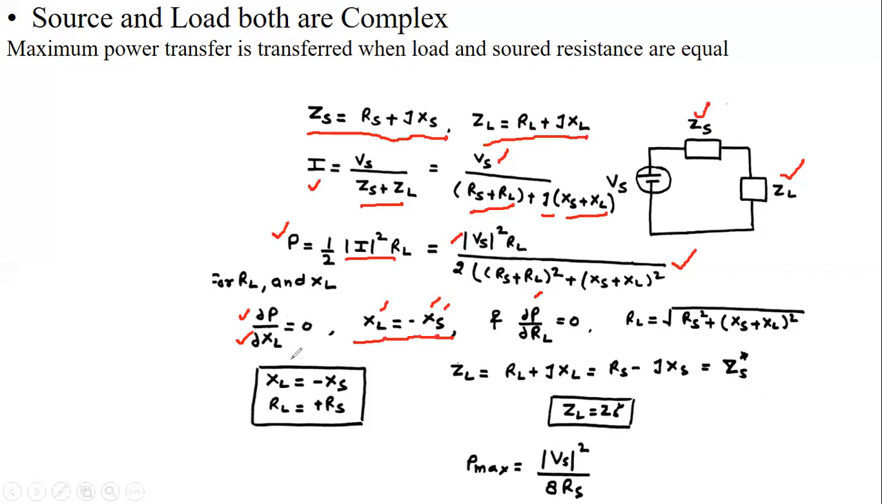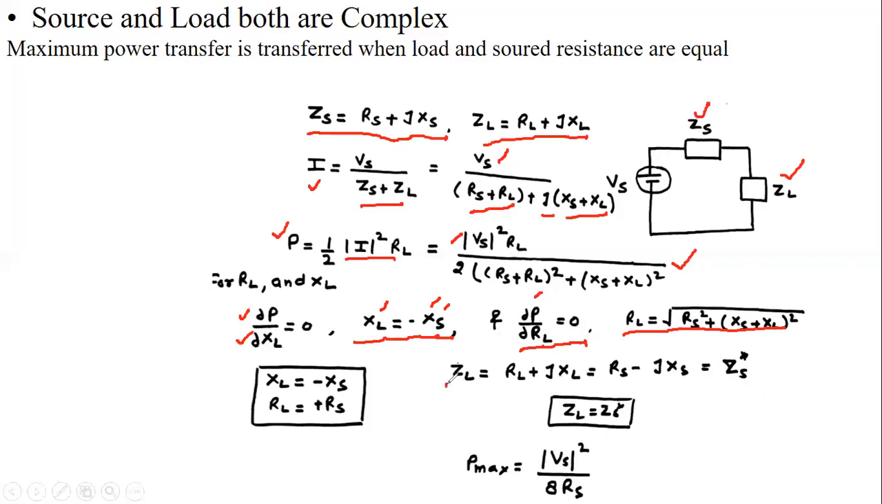So ∂P/∂XL equal to 0, and the second term ∂P/∂RL, because that is the first case when we are differentiating with respect to the load resistance. So the load resistance value is now RL equal to the root of RS square plus (XS plus XL) whole square. Okay, so ZL.